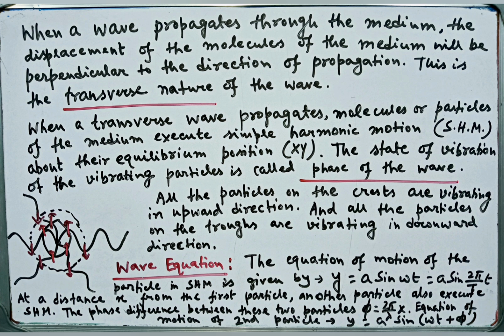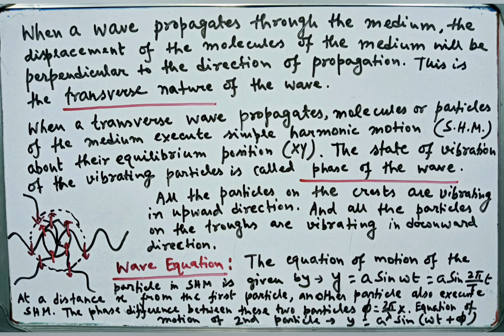now as you have seen, when a wave propagates through the medium, the displacement of the molecules of the medium is perpendicular to the direction of propagation. So that's why this is the transverse nature of the wave. So light is a transverse wave. Now when a transverse wave propagates, molecules or particles of the medium execute simple harmonic motion about their equilibrium position, that is the XY level we have seen. Now the state of vibration of vibrating particles is called the phase of the wave.